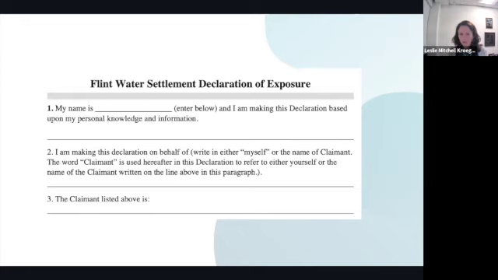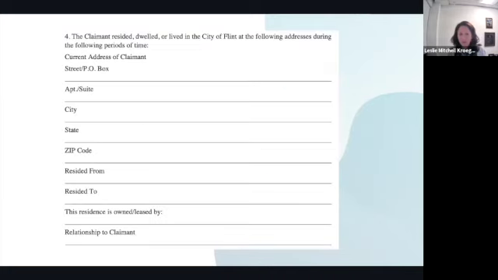I am making this declaration on behalf of, if you're doing it for yourself, write in myself. If you're doing it for your child, write in your child's name. If you're doing it for the estate of someone who's passed and you're the personal representative, write estate of and the person's name. And then the third question is the claimant listed above, and it'll give you options: an adult, a minor, an incapacitated individual, or I believe an estate.